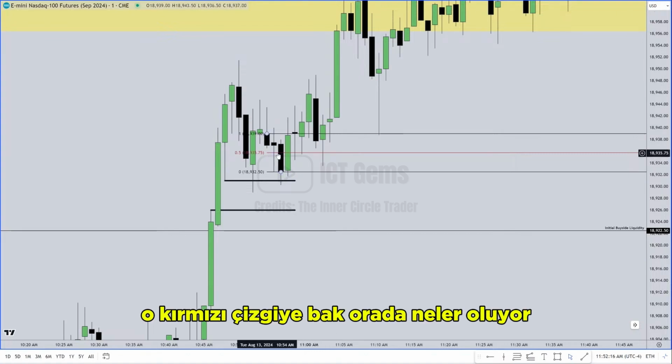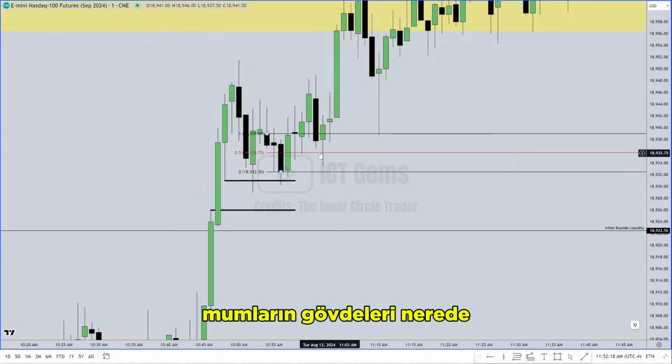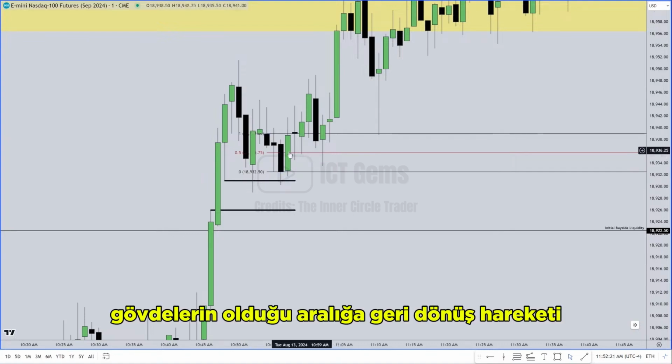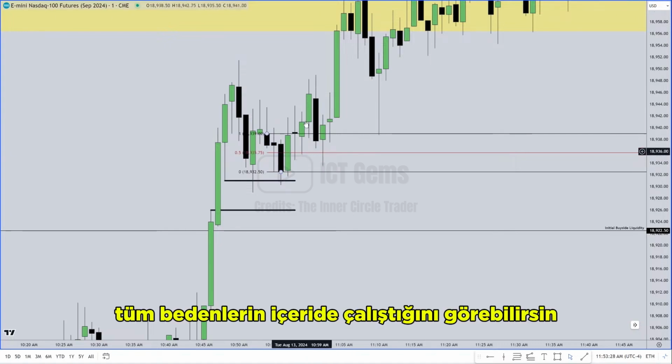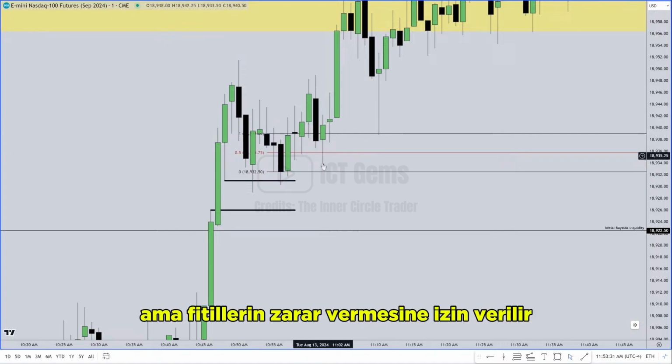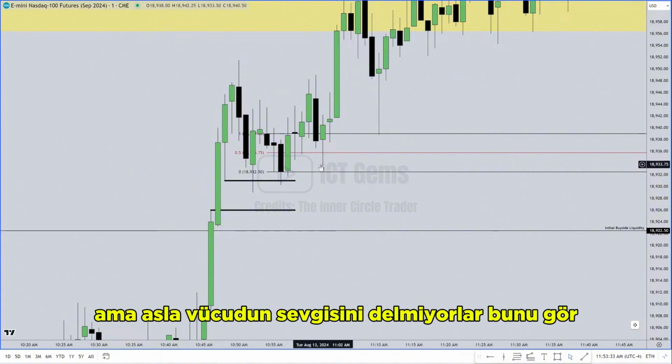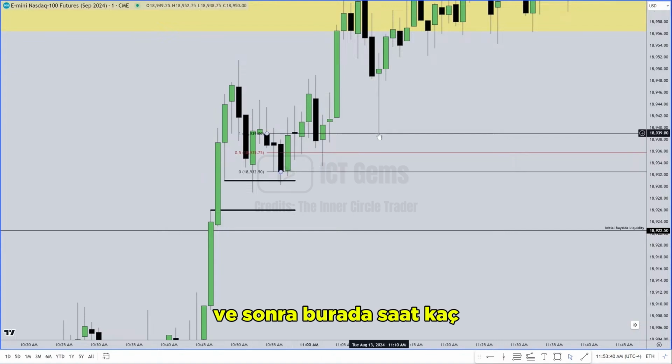That red line, look at what's going on there. Where are the bodies of the candles? Any down move back into that range, where are the bodies? They're in the upper half. You can see all the bodies are working inside that, but the wicks are allowed to do the damage, but they're never piercing the body's low. See that? And then over here, what time is that?